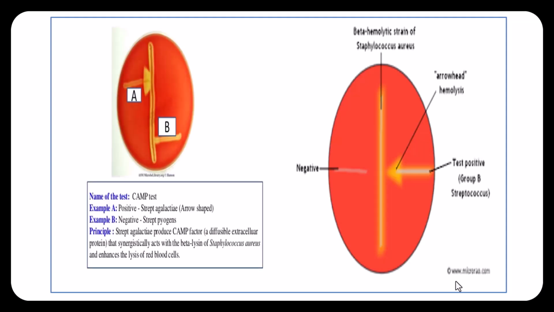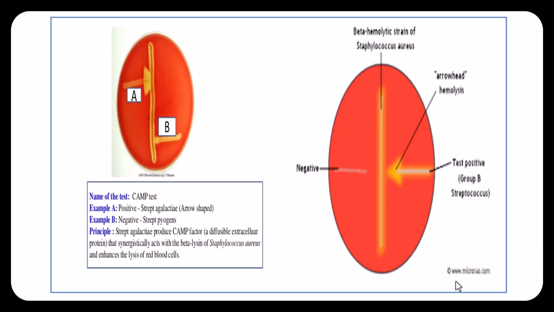And here in this image, you can see the positive result against the negative result. The positive result is indicated by the arrow shape, which indicates Streptococcus agalactiae, and the negative indicates Streptococcus pyogenes. Why does this happen in a positive result? The arrow shape indicates the beta hemolysis that is enhanced in the presence of the Staph aureus by producing the CAMP protein by Streptococcus agalactiae.